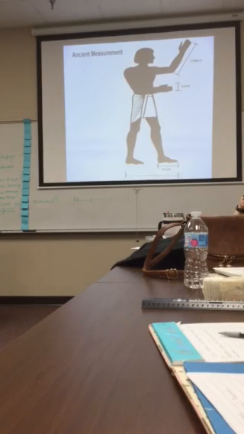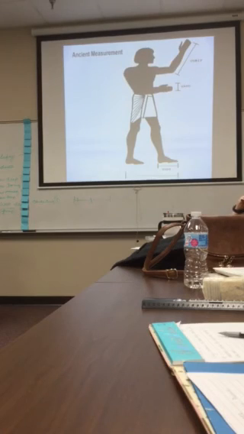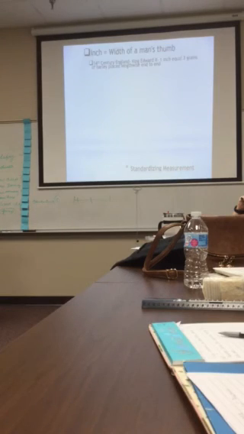I'm not going to spend much time on this, but why do we measure things the way we do? Well, because of ancient measurements. The problem with ancient measurements is that they were inconsistent. Like in the 14th century, King Edward II said 1 inch equals 3 grains of barley placed lengthwise end to end. What could be problematic about that?